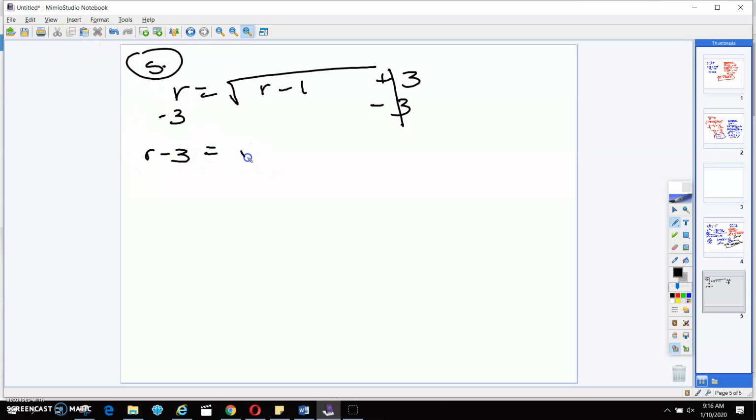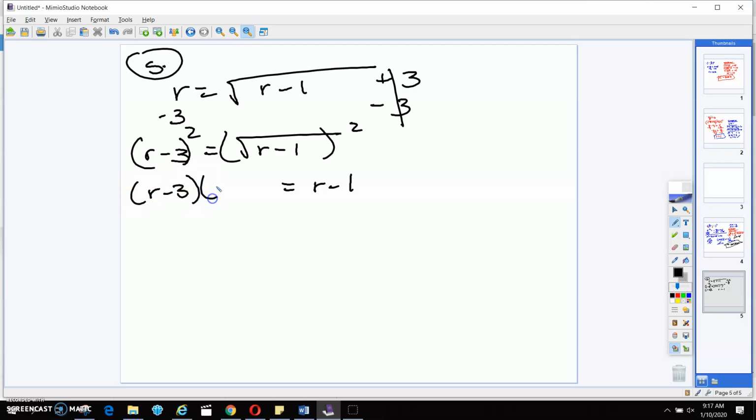Now what you're going to do over here is get square root of r minus 1. Now we're still trying to get r by itself, so we're on step 2. We're going to square both sides, and when we do that, we're going to get r minus 1 over here. And please don't make this mistake: r minus 3 times r minus 3. That's when you're going to have to multiply, right?